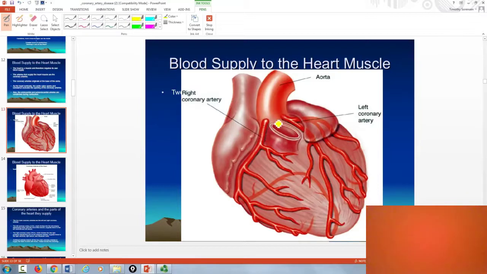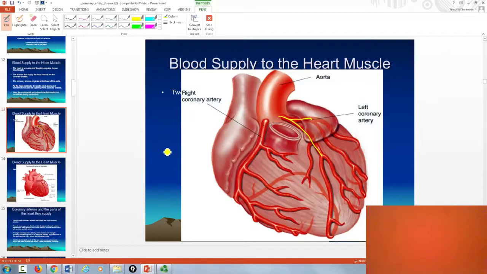All right. So remember, the aorta carries oxygenated blood, and the heart muscle itself receives oxygenated blood during ventricular diastole, or when the ventricle's relaxed, and blood flows through these main coronary arteries. Two arteries, you got your right and left main coronary artery.